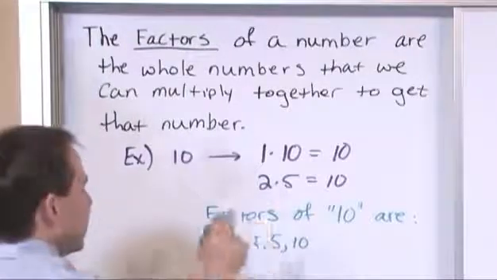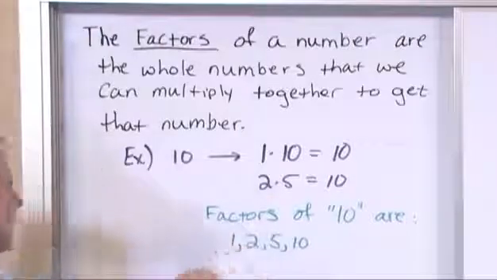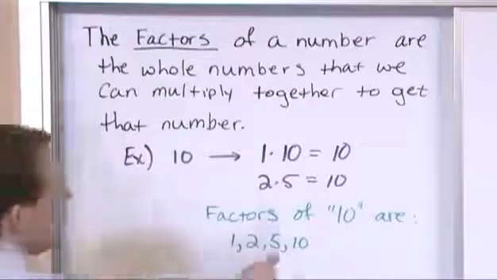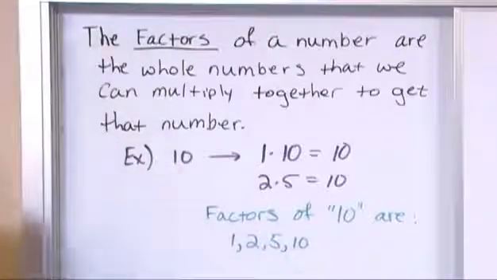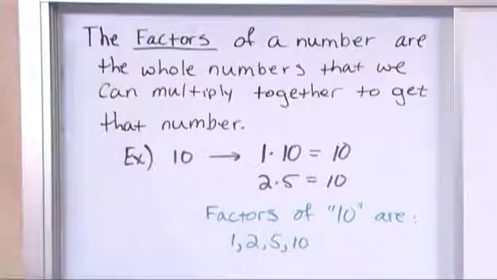The numbers in this list can all be multiplied by something. 1 can be multiplied by 10 to give you 10. 2 can be multiplied by 5 to give you 10. 5 can be multiplied by 2 to give you 10. 10 can be multiplied by 1 to give you 10. But there are no other whole numbers that you can multiply by something to give you 10. Let's pick another example.